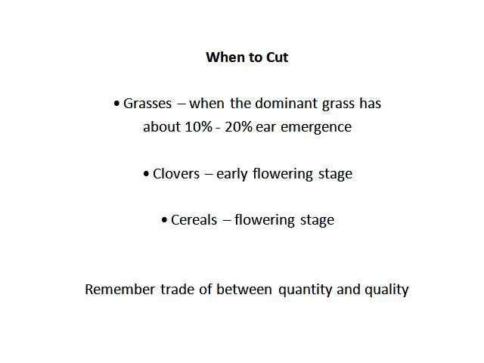The following is a rule for when to cut different crops. Grasses, when dominant, should be cut at about 10 to 20% ear emergence. Clovers are best cut in the early flowering stage, the same as cereals. Remember, there is always a trade-off between quantity and quality.